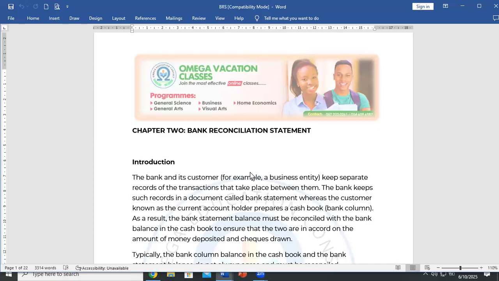So the main theme here is that the bank is keeping a record called bank statement. And the customer is also keeping records called a cash book, specifically the bank column. And so we want to see whether the balance on the bank statement is equal to the balance on the cash book. If they are different, then we have to reconcile the two balances to make them equal. So that's the main theme of this topic.